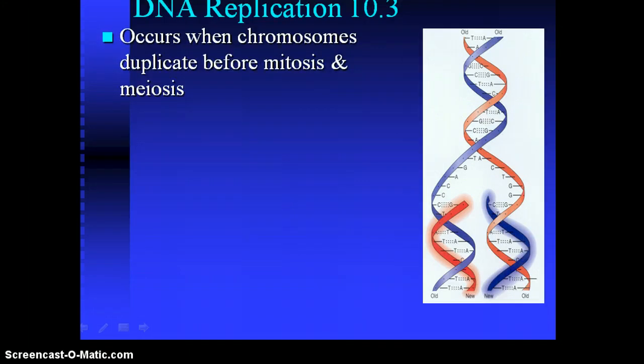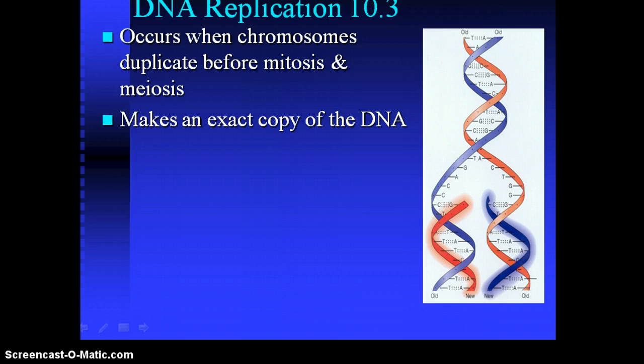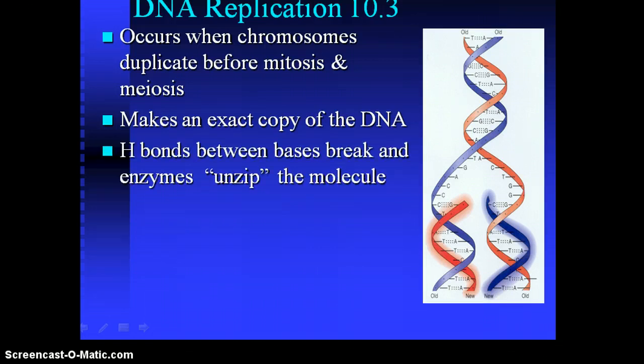Here we see what occurs when chromosomes duplicate before mitosis and meiosis. And it will be in the S phase of interphase, where it's that synthesis phase that makes the DNA. It will make an exact copy of the DNA. Now, every now and then there could be some mistakes, and we'll talk about how that can happen. But overall, it is an exact copy of the DNA that's already there.